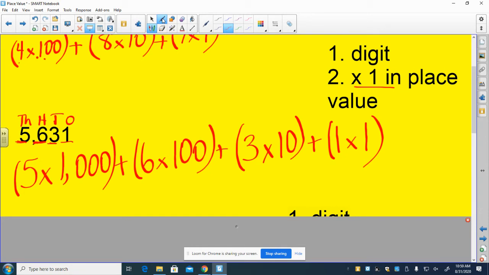I'm going to show you in a second what this will look like when you have numbers in decimal land. But first, I want to explain why you use times 1 in that place value. Because when you multiply by the number 1, you're going to get that same number. So 5 times 1,000 is just going to give you 5,000.